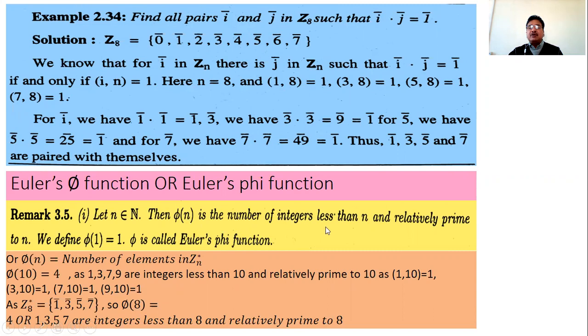So here is another form of the definition. Phi n is the number of integers less than n and relatively prime to n. And phi is called Euler's phi function. You can write either phi function or Euler's phi function. So phi n is the number of elements in Zn star, which is another definition. And Zn star is the set of all prime residue classes.